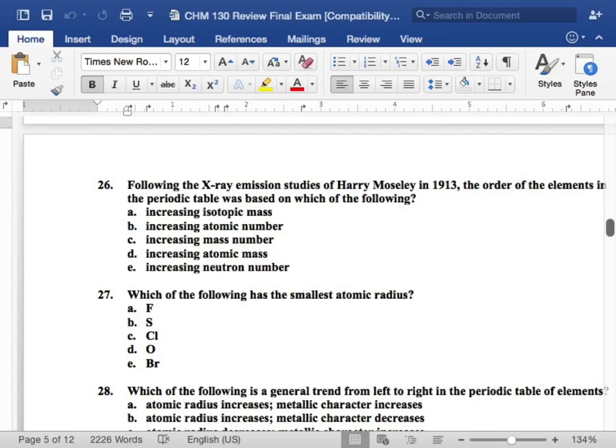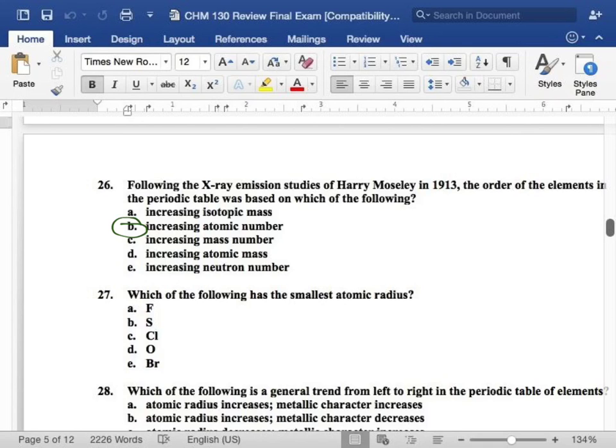So why does it mention Harry Moseley? Kind of to confuse you. Is that a true fact? Is that why the periodic table is organized the way it is? Yes, it is. Okay. So would anybody remember that? No. Okay. So it's really just a question of, do you know how the periodic table is organized? So it's atomic number. Yes. Okay. Which? It's B. Thank you. Does that work for you?